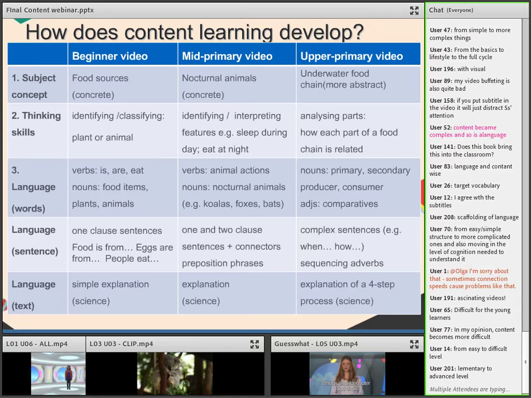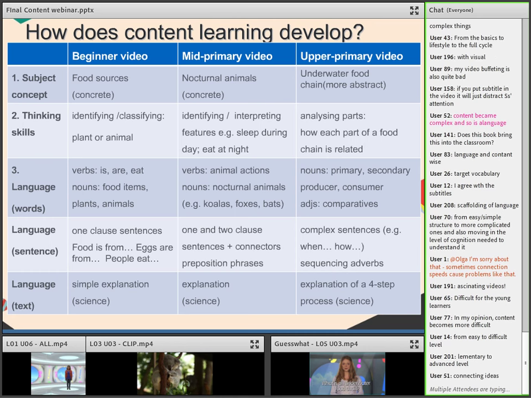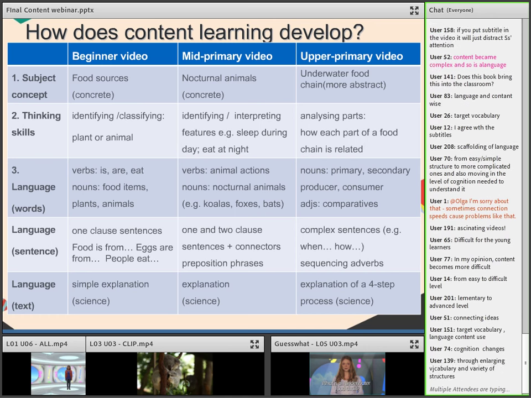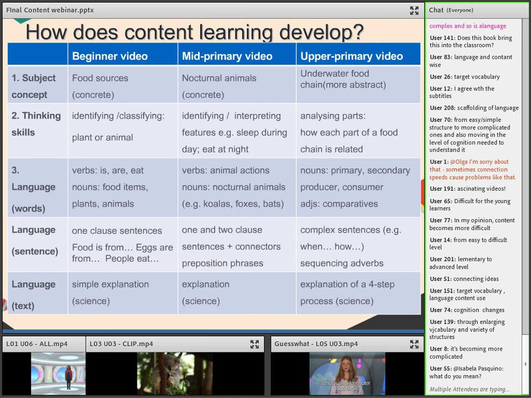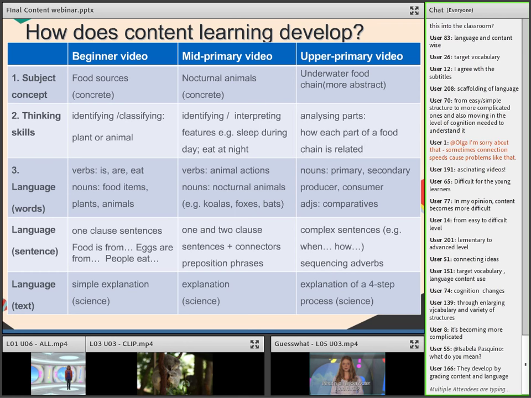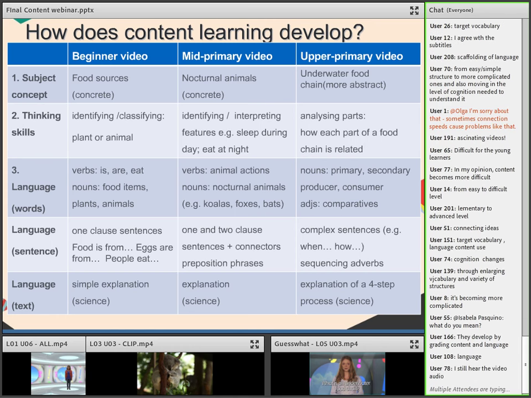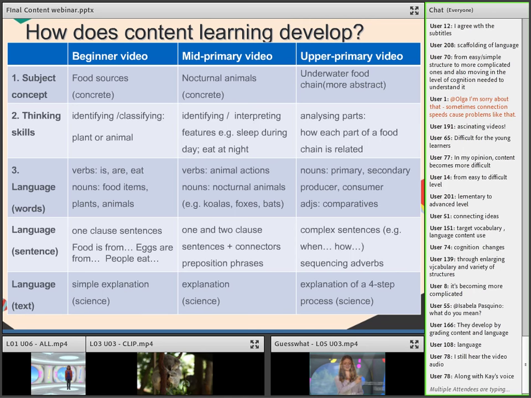We can see from the table that I've divided this into three parts, the subject, content, and concept first. So content learning develops from what children can see and have knowledge of in their first language, for example, plants and animals, to learning about a science concept that they can't see, an underwater food chain, and which, without clear video footage, can be hard to understand, even in the first language. So the subject concept is developed.